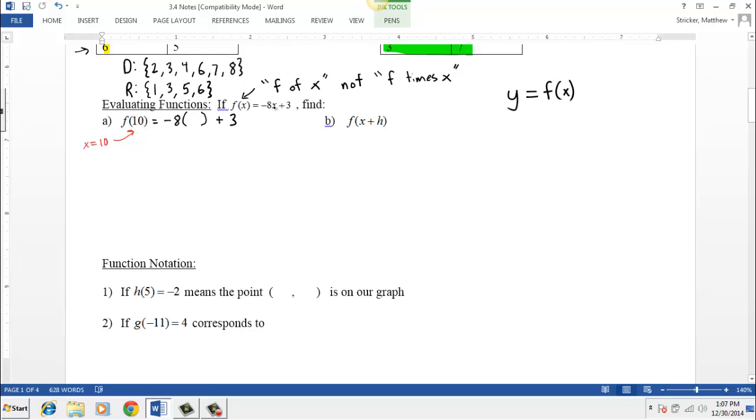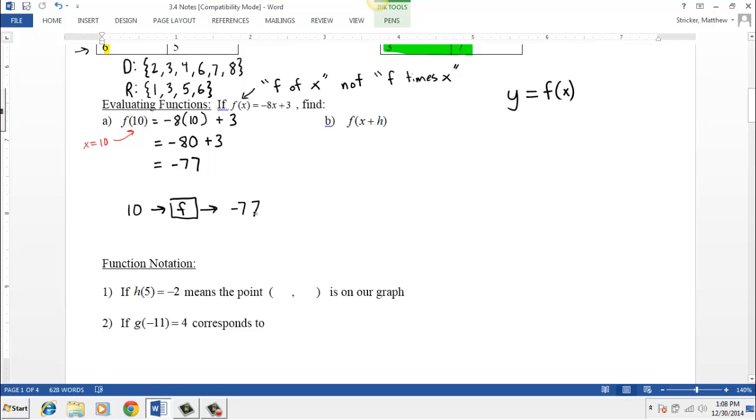And instead of an x, what do we have? We have a 10, so we're going to put 10 here. And after you do that, all we do is simplify. Because we know that negative 8 times 10 is negative 80. We're following order of operations here, and then if we add 3 to that, this is of course negative 77. So what this says is that when you plug 10 as an input into the function, the output is negative 77.